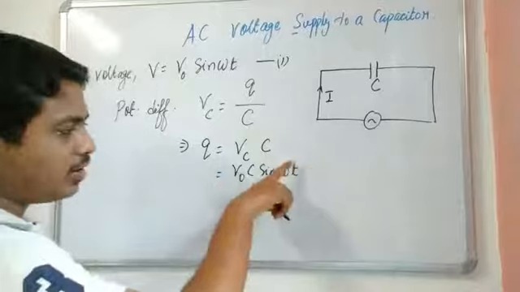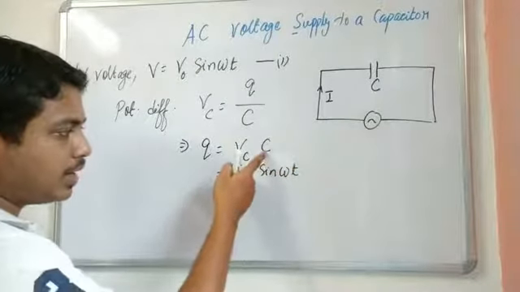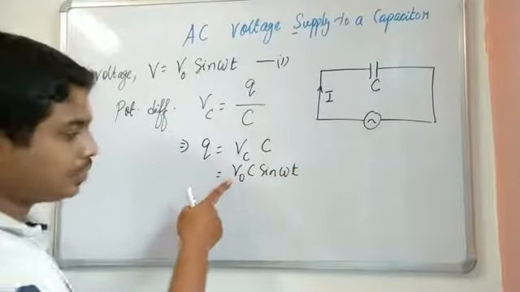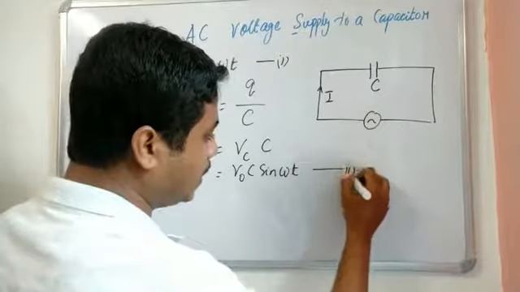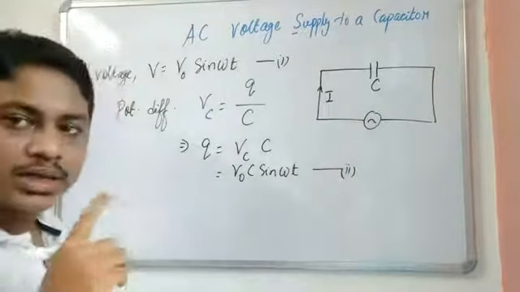Don't write a C on the back, okay? Try to multiply this C with the V naught. So this we have got as V naught C sine omega t. I will be marking this as equation number 2. We have got the charge.